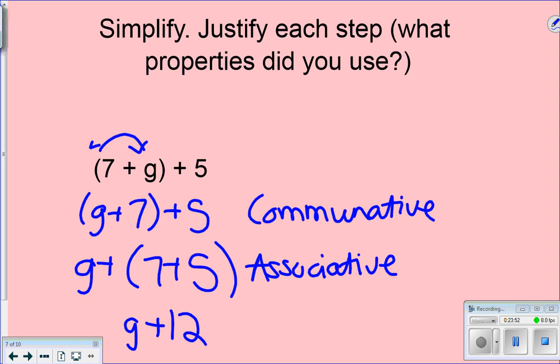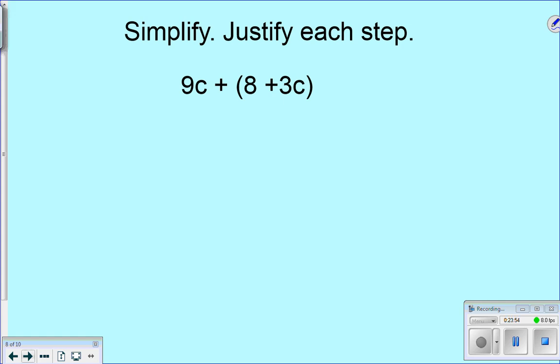Let's do another. Okay, so I have 9c plus 8 plus 3c. If I were you, I'd put an example in your notebook. 9c plus parentheses 8 plus 3c. What are the two things I need to add together up here? 9 and 3, right? So what am I going to do to put 9c and 3c beside each other?